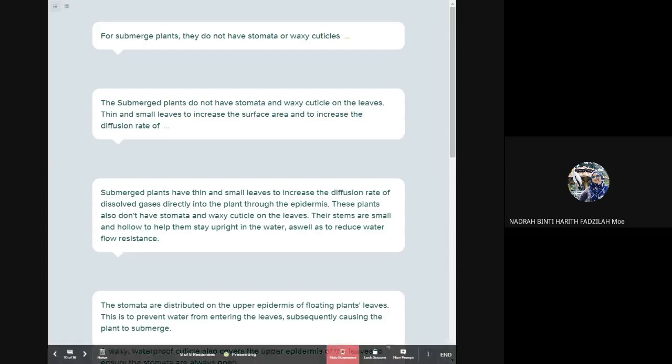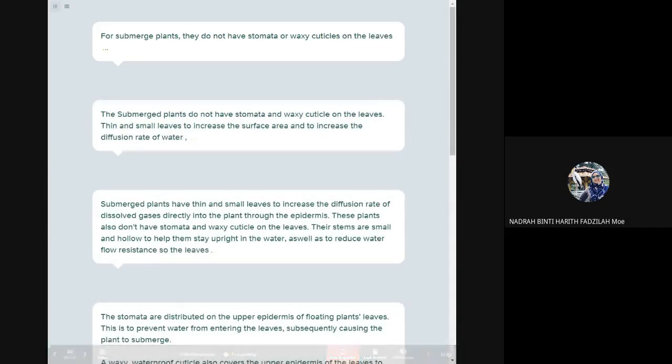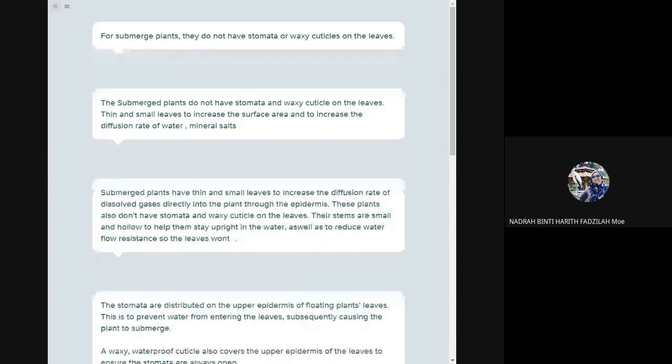Saya kena tulis. Sekejap saya kena tulis kat sini. Okay, reduce water resistance kena tambah to prevent the leaves from tearing, which will reduce the surface for gaseous exchange. Boleh tambah kat situ ya.